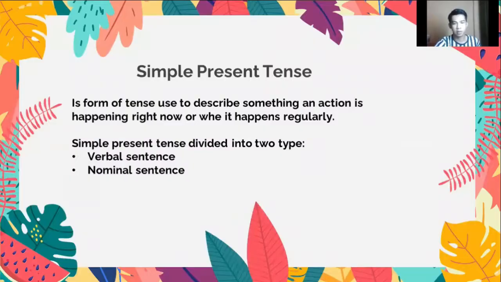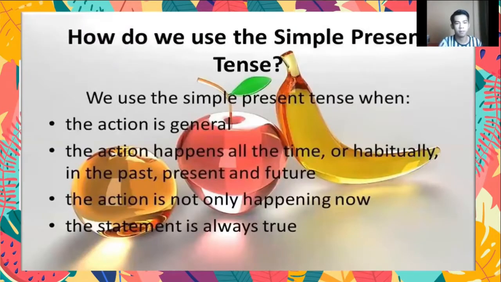Simple present tense. Simple present tense is a form of tense used to describe something, an action that is happening right now or when it happens regularly. Simple present tense is divided into two types, verbal sentence and nominal sentence.